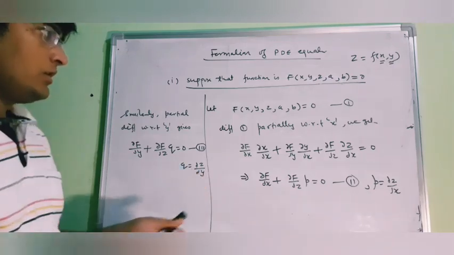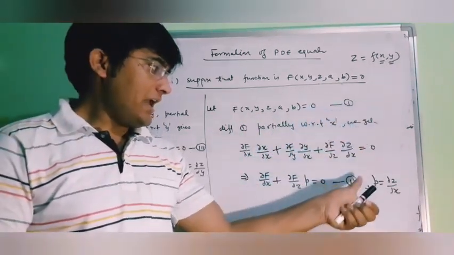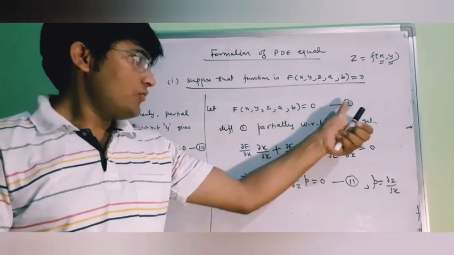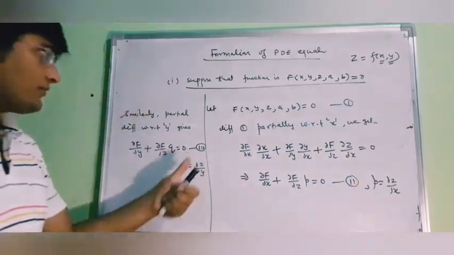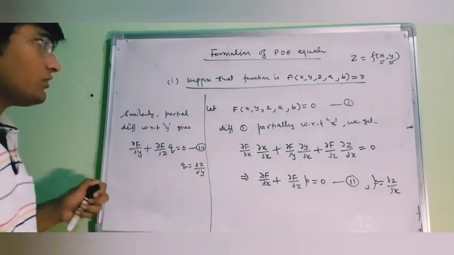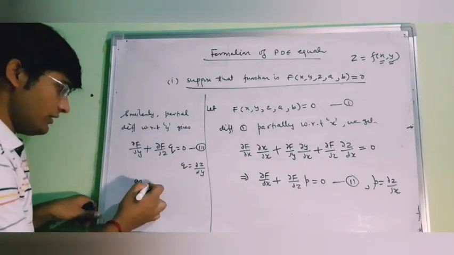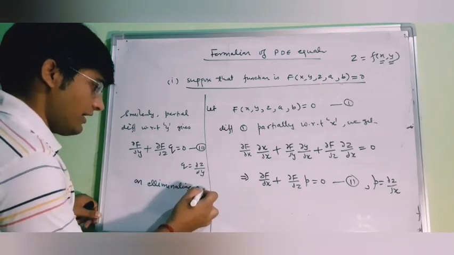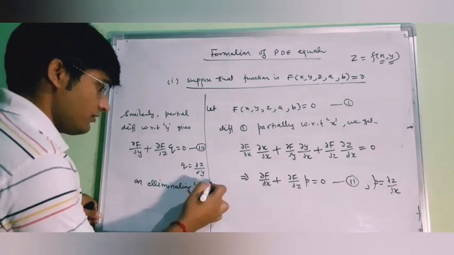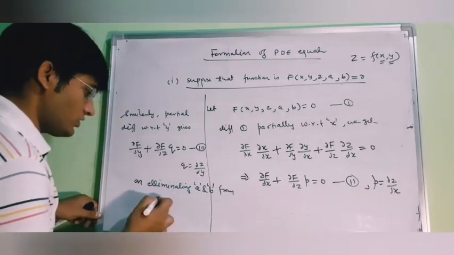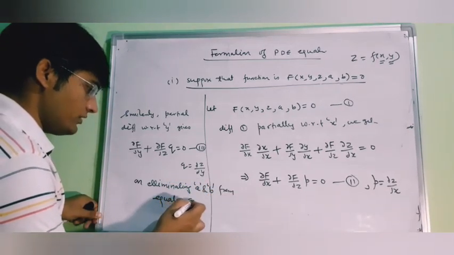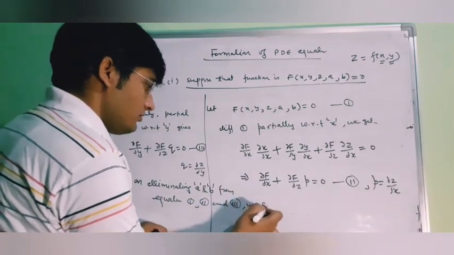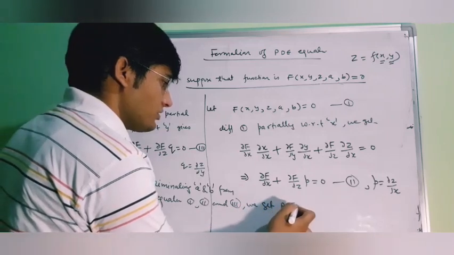Now on eliminating a and b from equations 1, 2 and 3, we will get the partial differential equation. So on eliminating a and b from equations 1, 2 and 3, we get the partial differential equation.